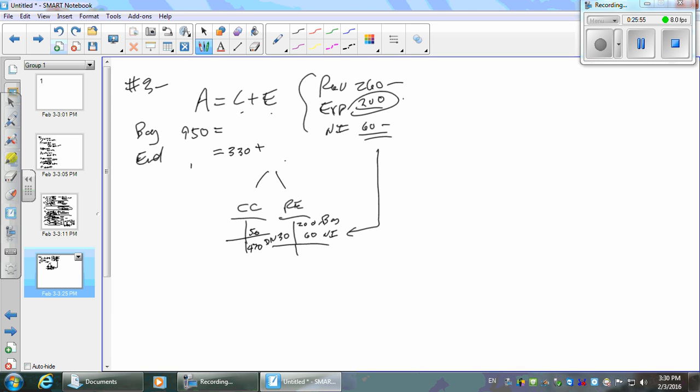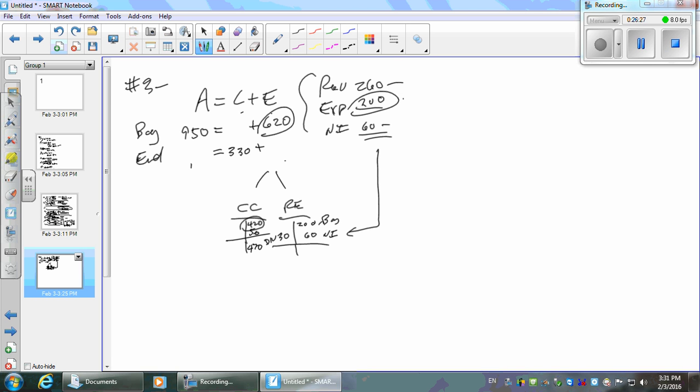What can I solve? Look at contributed capital. What did it end up at? 470. What did it start at? I don't know, but how much was added? 50. So what did it start at? 420. I got that one. Everybody agree? I'm better off now because now I have beginning retained earnings is 200. Contributed capital of 420 plus retained earnings of 200 is how much? 620 beginning.